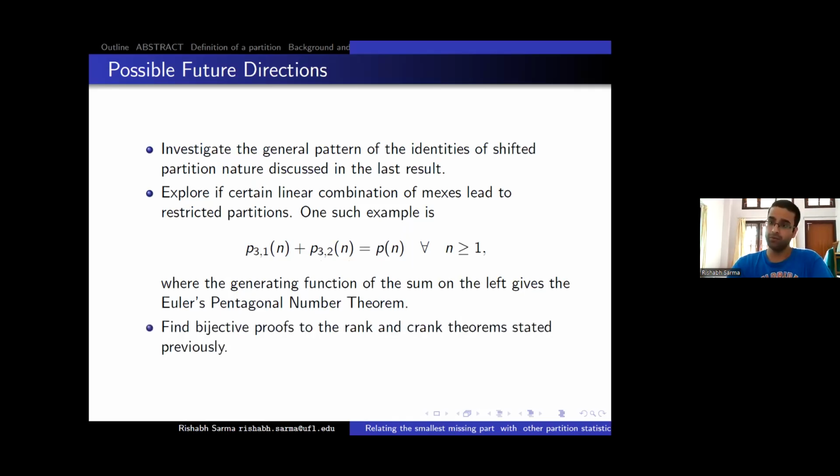Thirdly, in all the work that has been done on these extended max functions, the original max function, or any other varieties of max functions since the work of Andrews and Newman, people have always looked for bijective and combinatorial proofs, but there aren't any in the literature as of now. So we too are looking for bijective proofs or combinatorial proofs of these rank and crank theorems or any other restricted partition theorems that I stated previously.